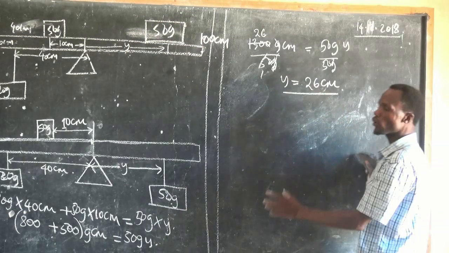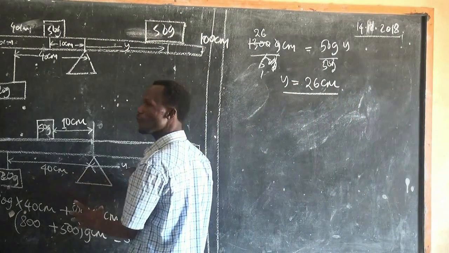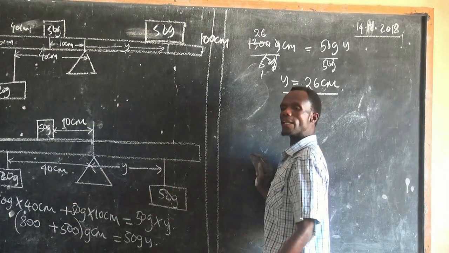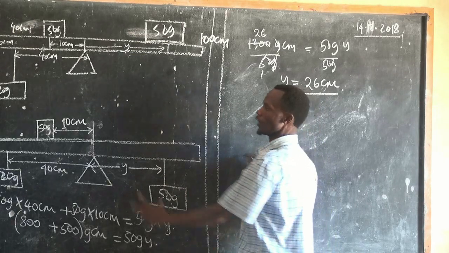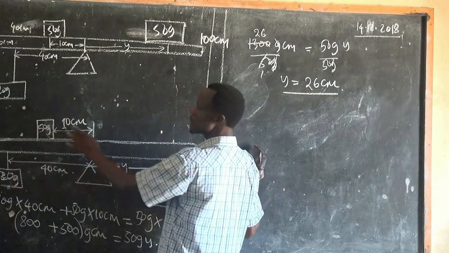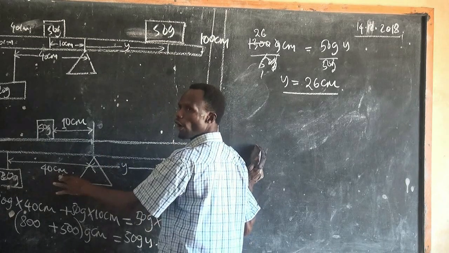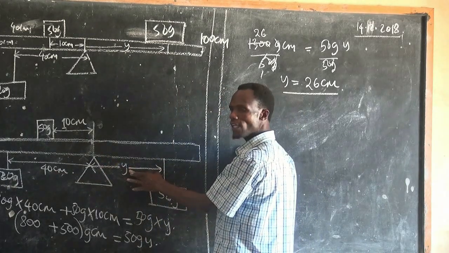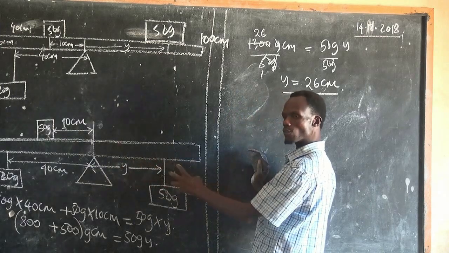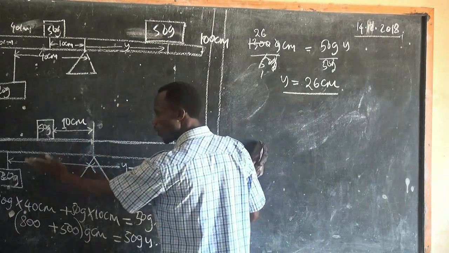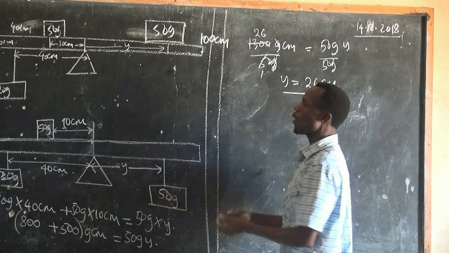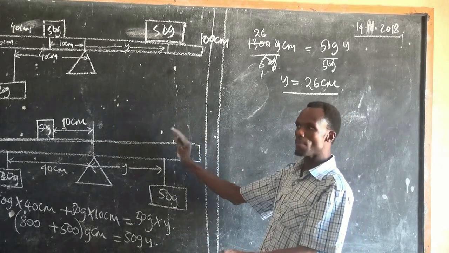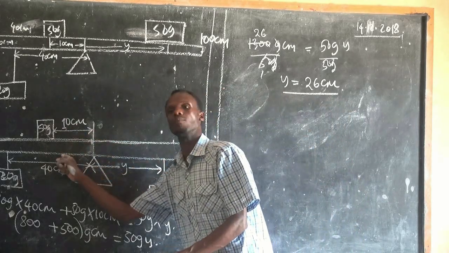I have made this possible because of applying the principle of moments: the sum of anti-clockwise moments is equal to the sum of clockwise moments. Now, no matter how many are there, we have 50 times 10 plus 20 times 40 equal to 50 times y. No matter how many you have placed on one side, on the second side you must place the mass that will definitely balance both of them.